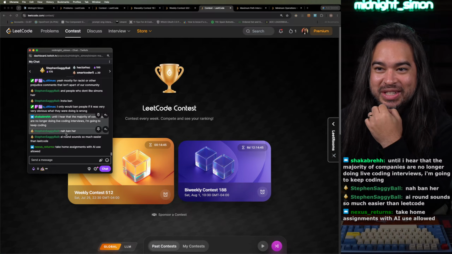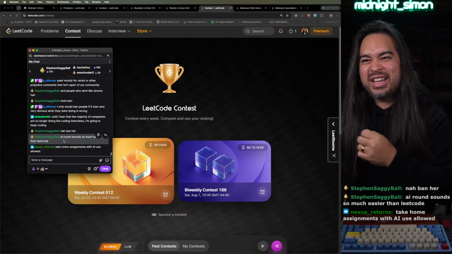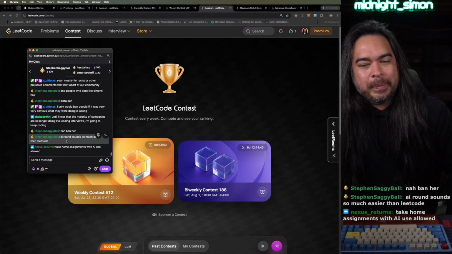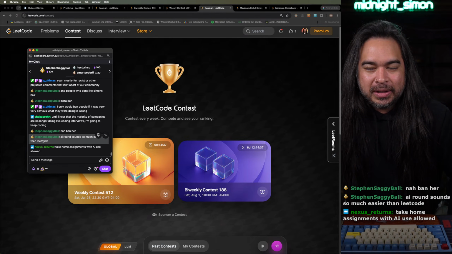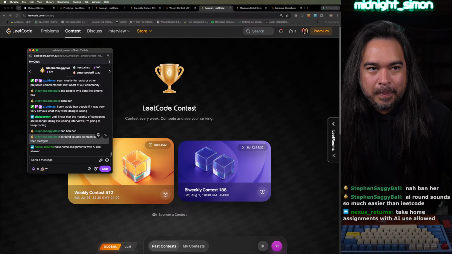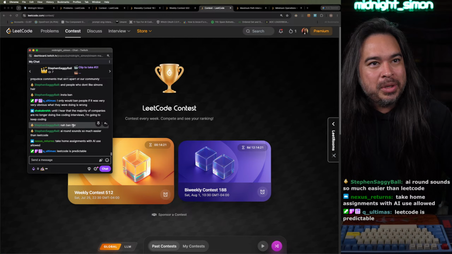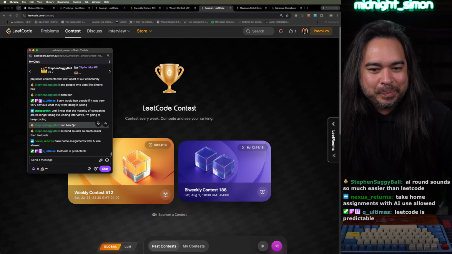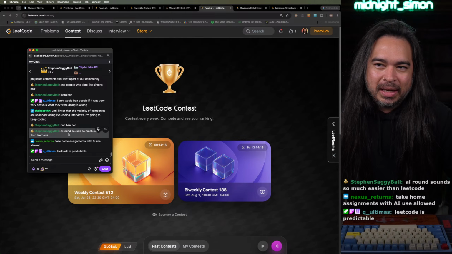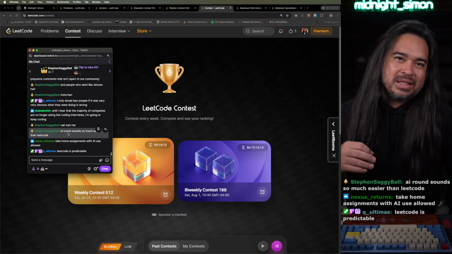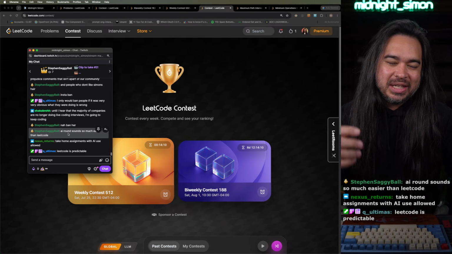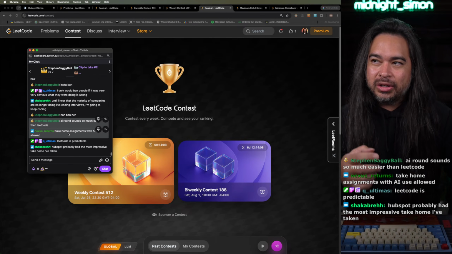AI rounds sound so much easier than LeetCode. I don't know if they're easier, man, because the thing I liked about LeetCode is it's very well defined, and it has limited scope, right? But with AI rounds, it feels like who knows what the hell they're gonna ask you, and how much AI you can use and how much you can't. But I guess the objective of an interview is to try to give your interviewer as much signal as possible that you are a good hire.